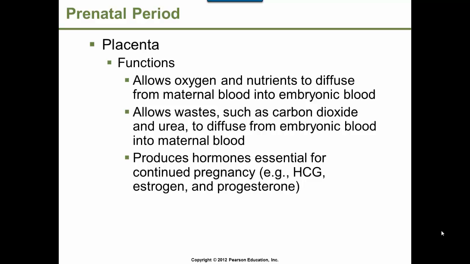Research has shown that high levels of HCG, or human chorionic gonadotropin hormone, are believed to be responsible for morning sickness. The placenta forms from the chorion of the embryo and the portion of the mother's endometrium where the implantation occurred. So the placenta is shared between the embryo and the mother.